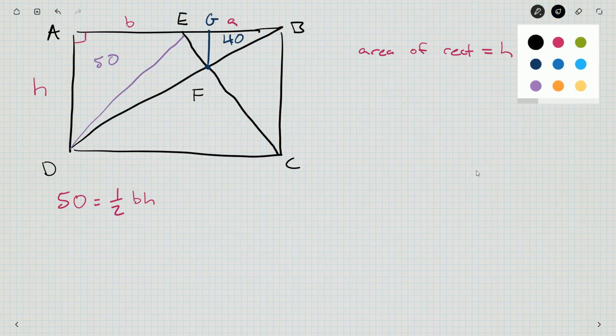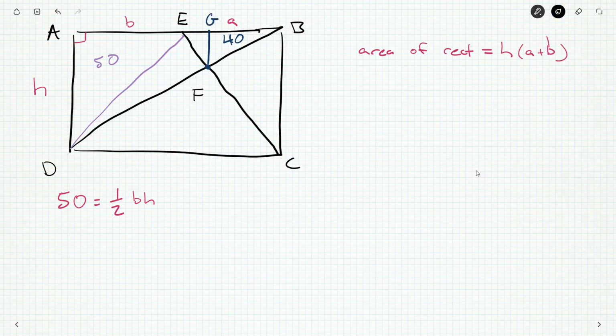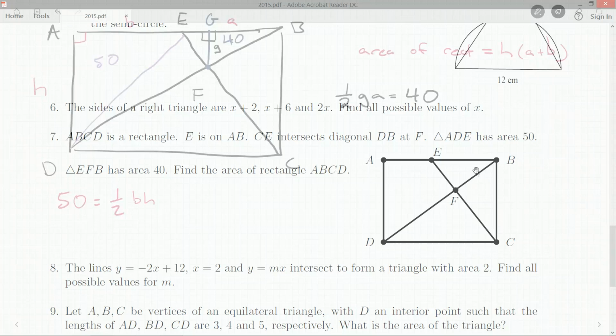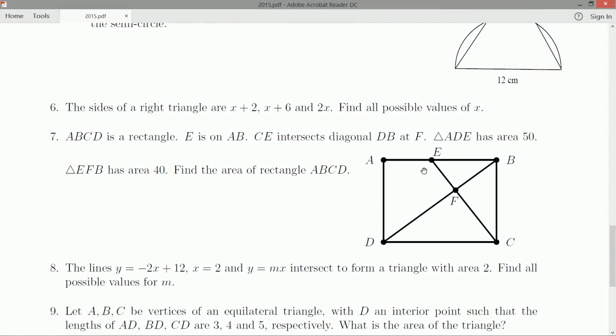Curious. I'll call this length G. I know that, and we'll make this a right angle, 1/2 GA is 40. But there doesn't seem to be a way to compare G and H, because I'd like to be able to say, G is 2/5 of H or something, and then that would allow me to get HA. But I can't say anything like that. And they didn't give me any other information, did they? ADE has area 50, EFB has area 40. That's it. That's all we've got.